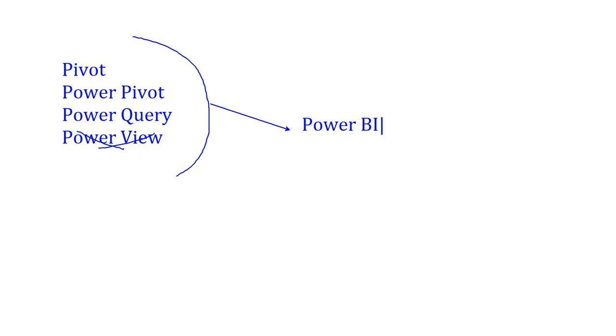BI stands for Business Intelligence. Very good, excellent. BI stands for Business Intelligence. There are two I's popular nowadays: AI and BI, Artificial Intelligence and Business Intelligence. And under this Power BI, we have two types. Actually three, but basically we have two.